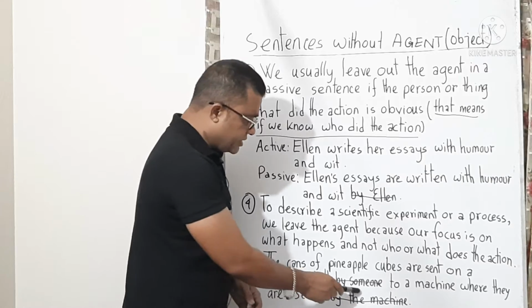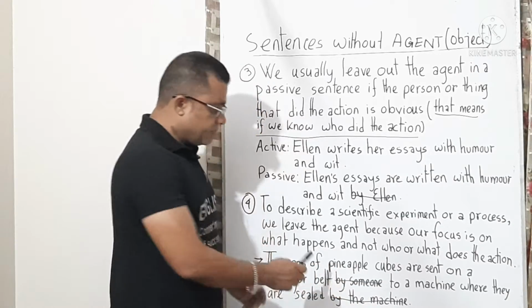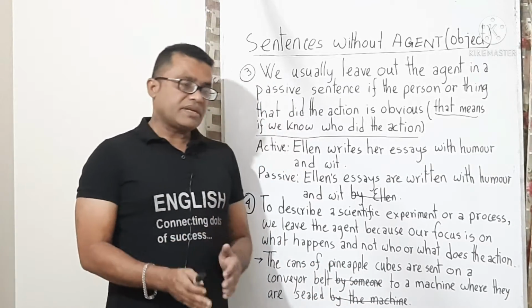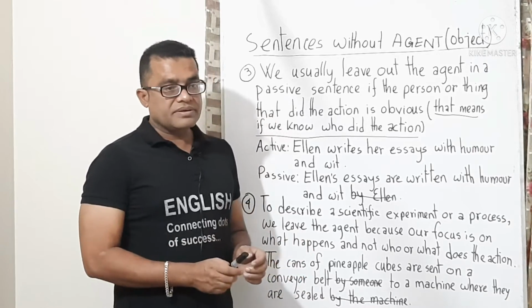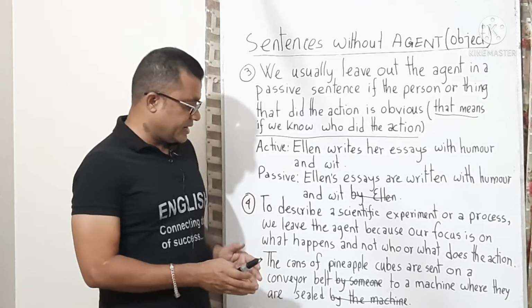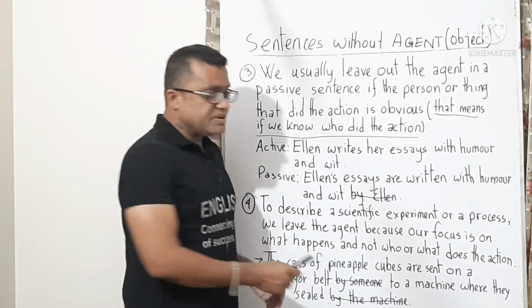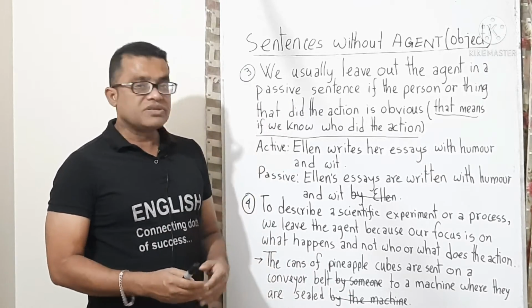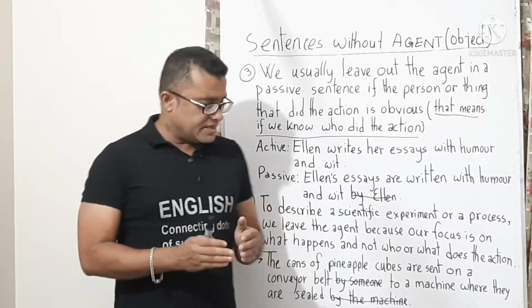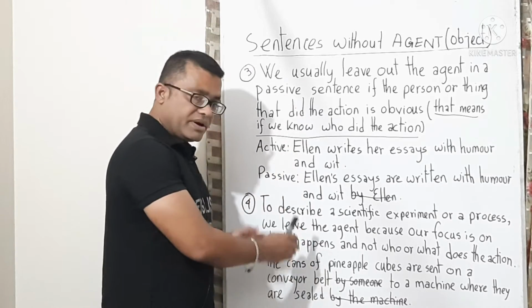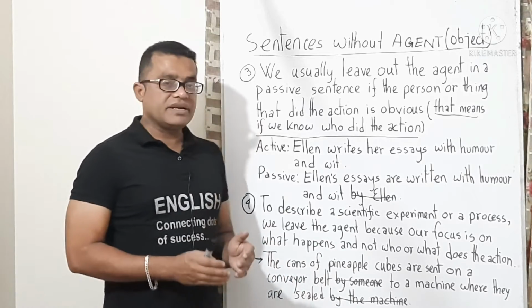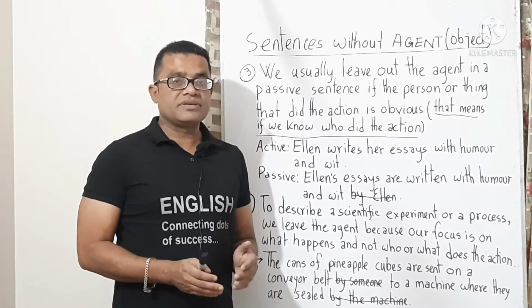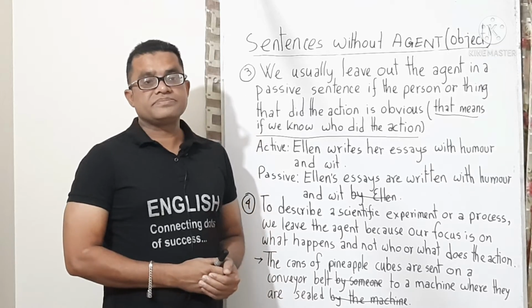This is by someone. We know the pineapple cubes are sent by someone. It cannot be done by itself. And the second is sealed by the machine. We know the machine sealed the cans. So, as it is in a process, in a working process, we don't have to use the agent anymore. We can leave it out. Then it will not be a problem.